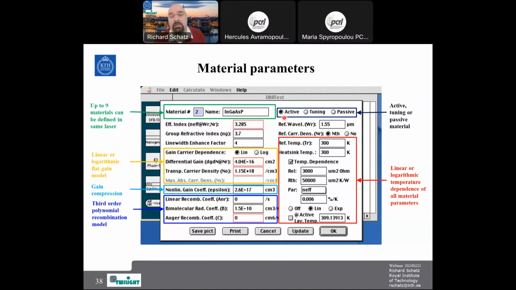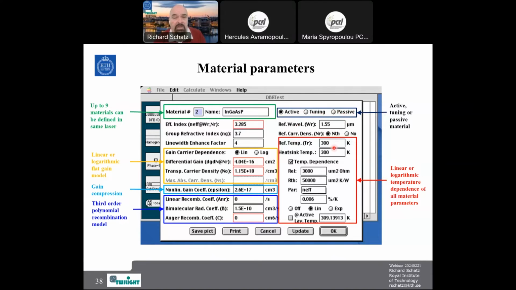Then you can select if a material should be active. That means that you can have stimulated emission in it. If it should be tuning, then you can just inject current to change refractive index and loss in the laser. Or if it should be passive, then you cannot inject any current. It's just a passive section with a certain refractive index and loss.